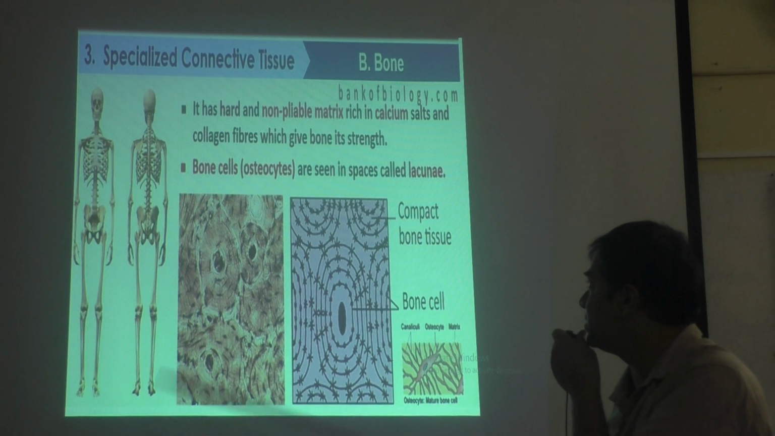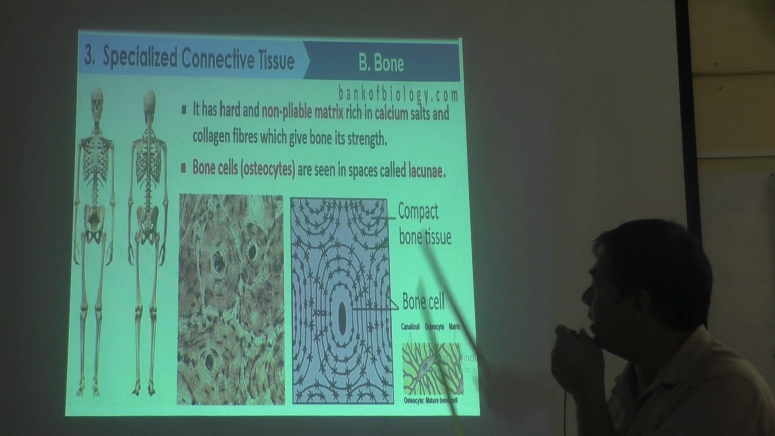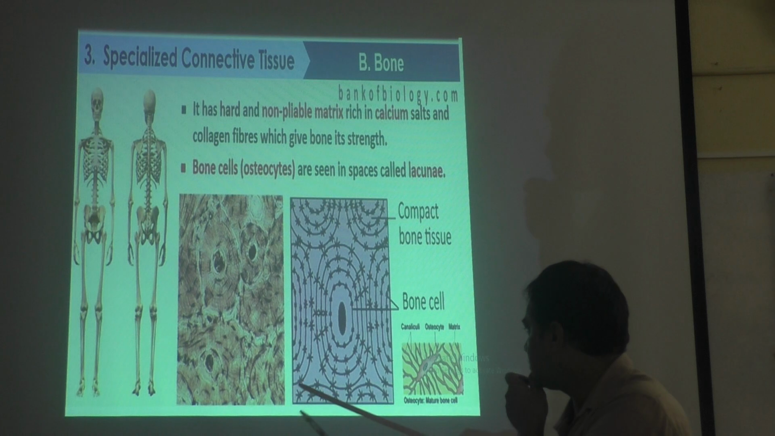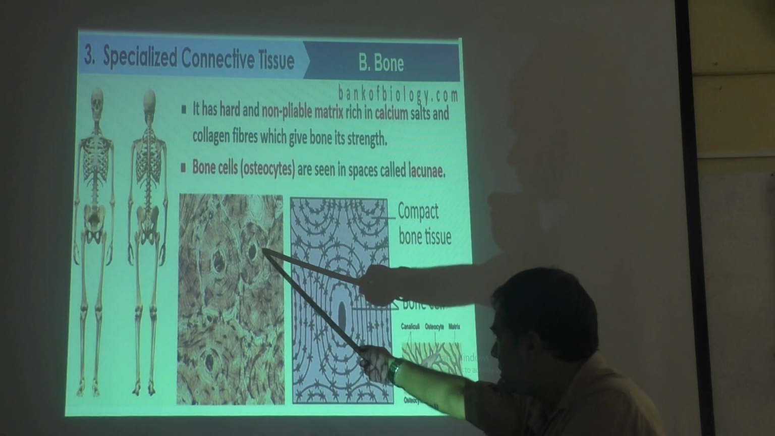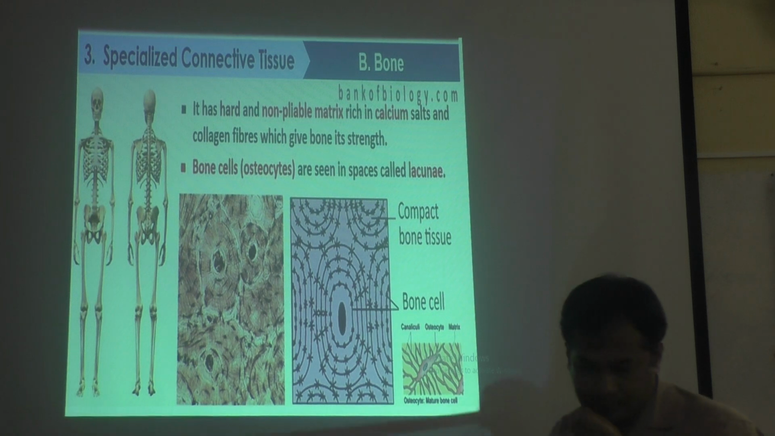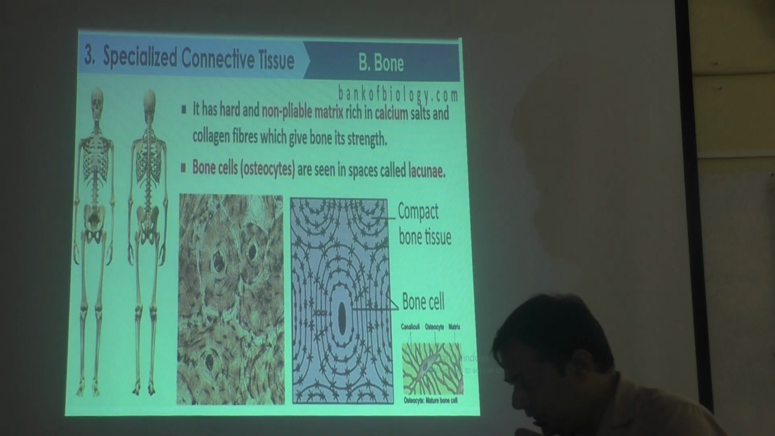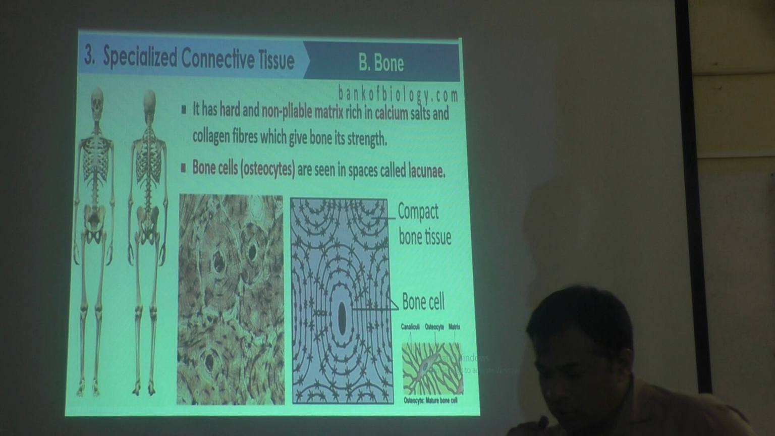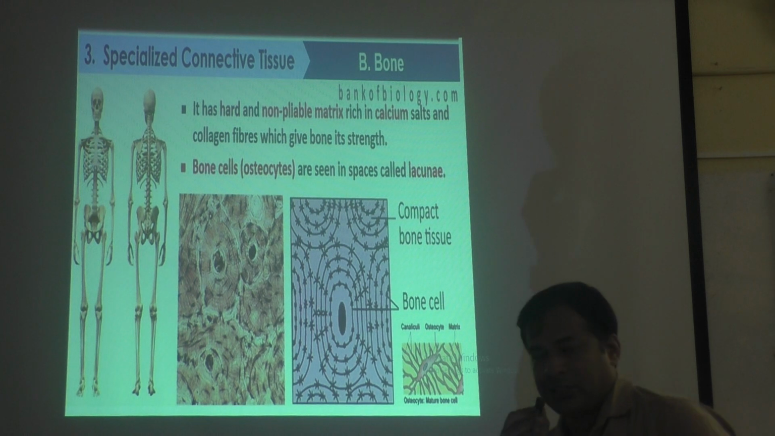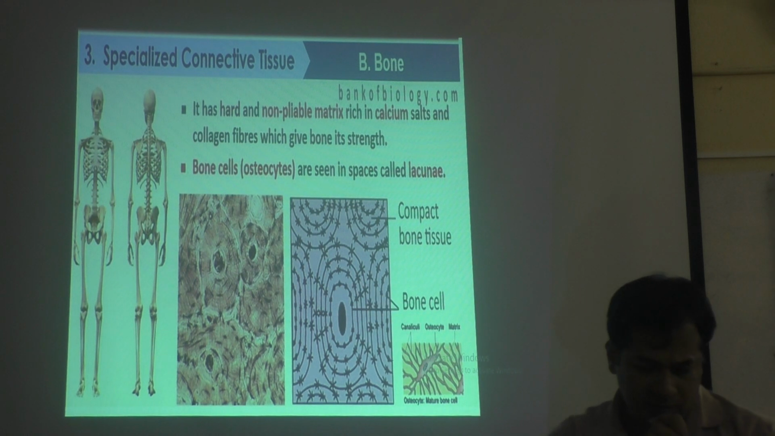Bone cells, the osteocytes, are in spaces called lacunae. You can see there is a space; that space is called lacunae. Actually, in NEET class, you will learn that bone is produced in a canal system called the Haversian canal system, named after a scientist. That you will learn in NEET. I will not mix it up here.